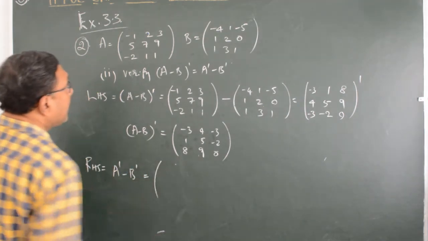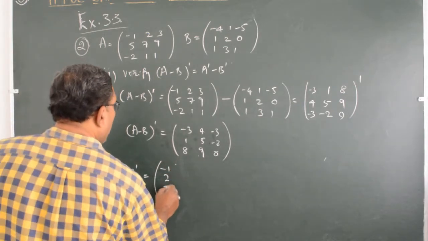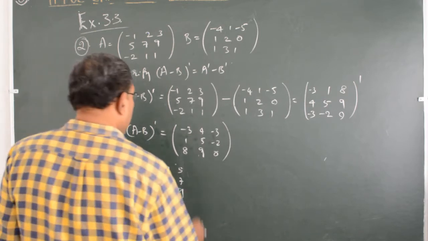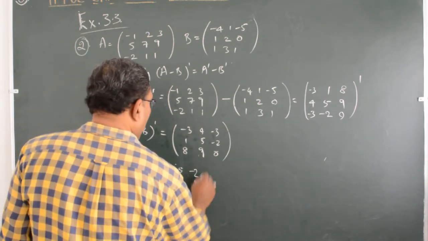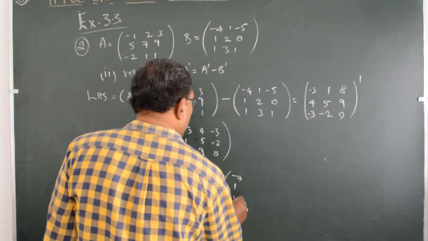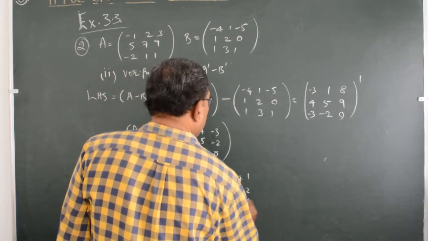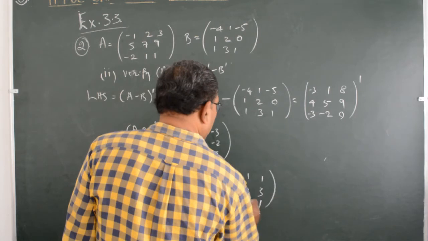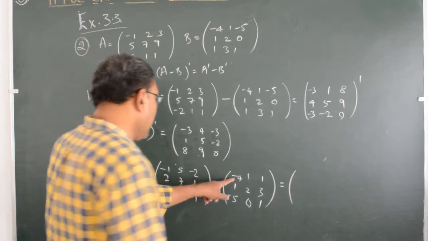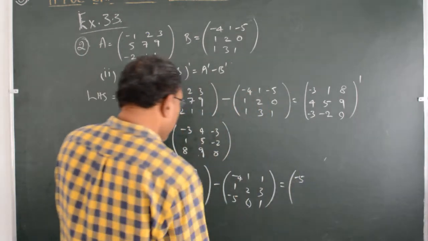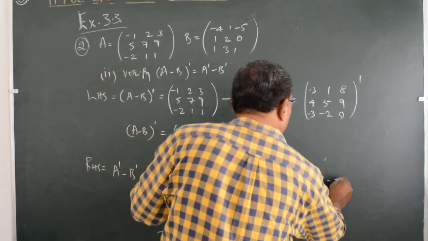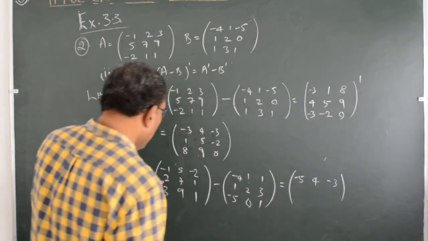I will take the transpose: minus 1, 2, 3, 5, 7, 9, 5, 7, 9 and it is minus 2, 1, 1. Should be subtracted with B transpose: minus 4, 1, minus 5, 1, 2, 0, 1, 3, 1. Let's see what we get. Minus 1 minus of minus 4 is minus 5. Okay, 5 minus of 1 is 4. Minus 2 minus of minus 1 is minus 3. Correct.